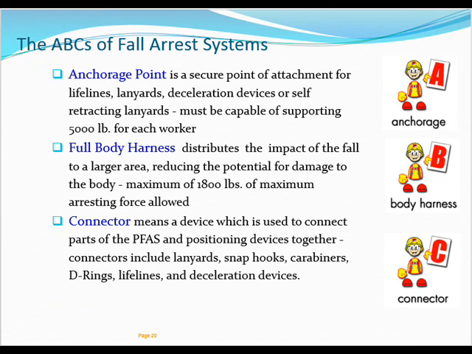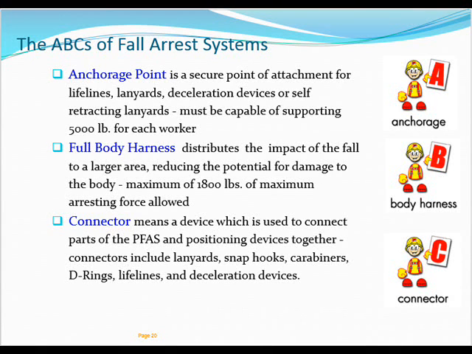The ABCs of fall arrest systems. Anchorage points. The secure point of attachment for lifelines, lanyards, deceleration devices, or self-retracting lanyards must be capable of supporting 5,000 pounds for each worker. Full body harness. It distributes the impact of the fall to a larger area, reducing the potential for damage to the body. A maximum arresting force of 1,800 pounds is allowed.